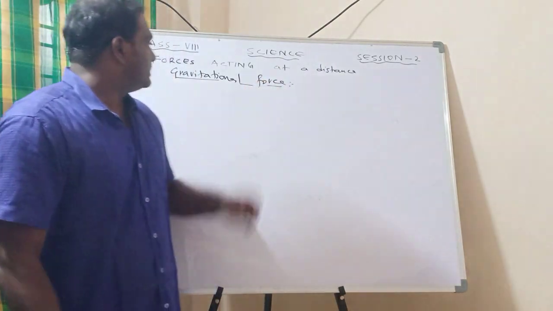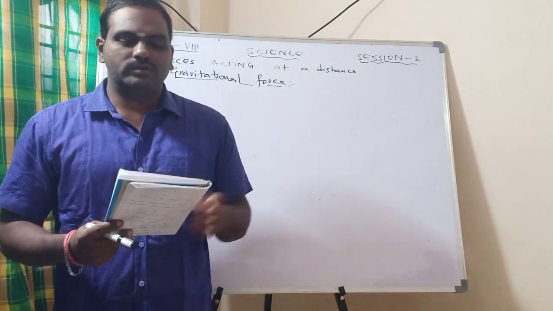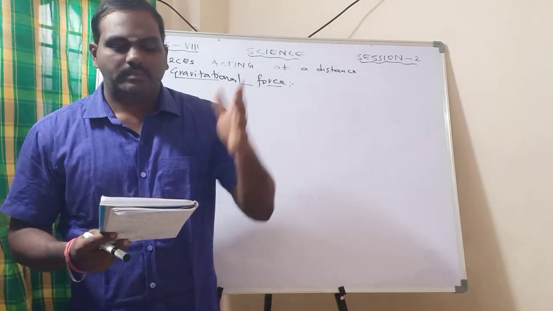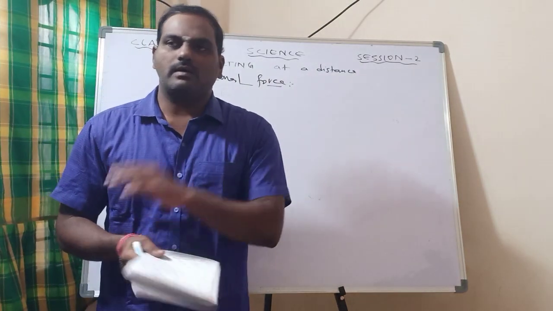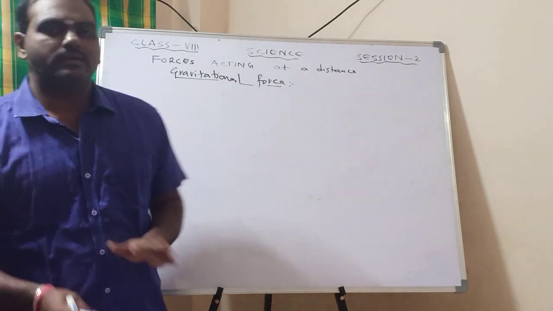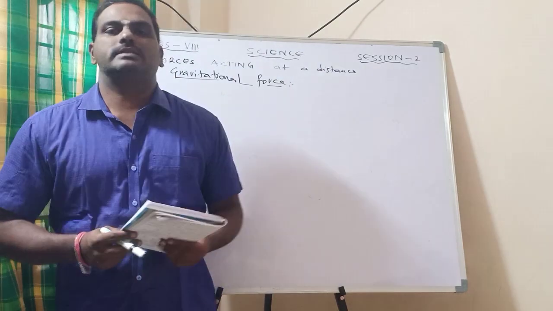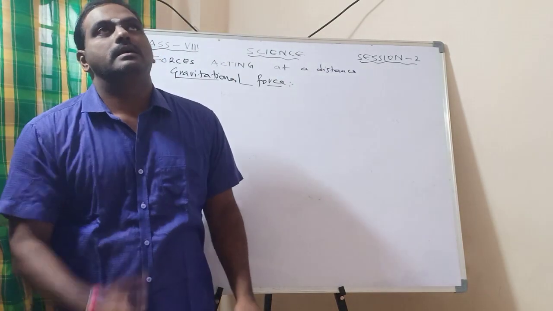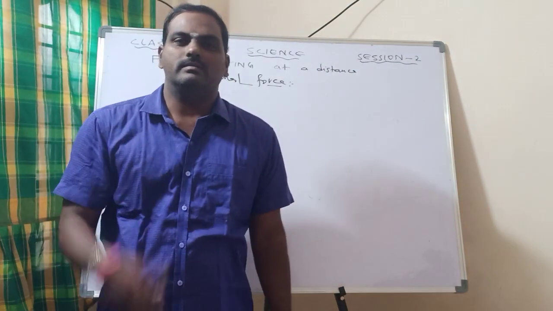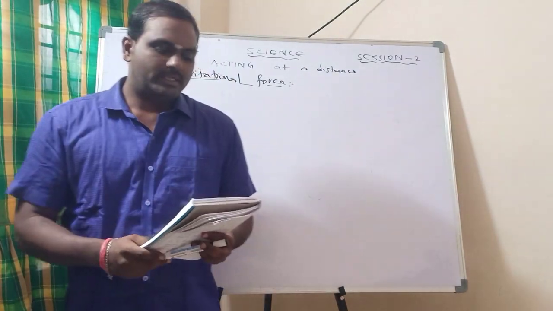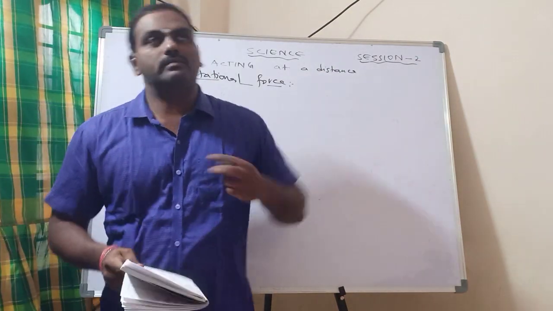Now coming to the gravitational force concept: if an object is thrown upwards, there exists a force which pulls it down towards the earth. Because of this, it falls down to the ground, which is called gravitational force. If anybody asks, you have to tell this definition. What is gravitational force? If any object is thrown upwards, there is one force which pulls it down. That is called gravitational force. The best example is a stone thrown up into the sky will fall back to the earth. It won't go up again.